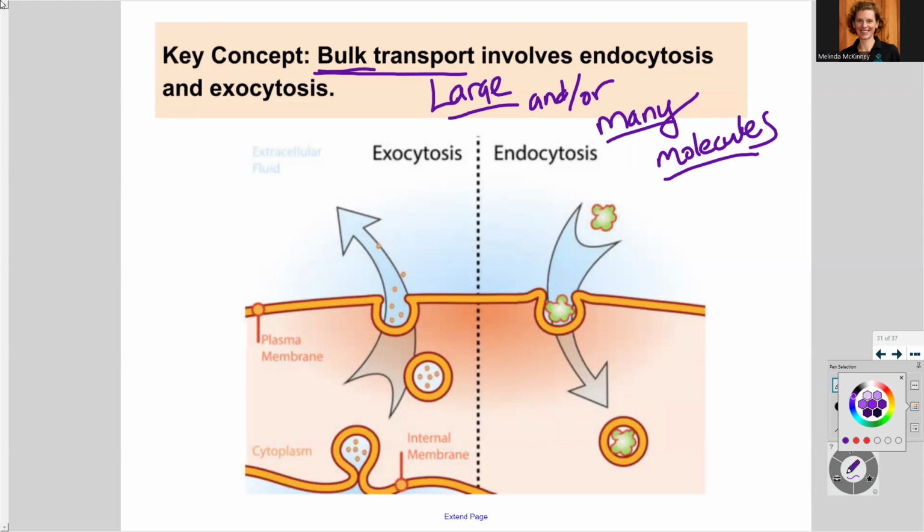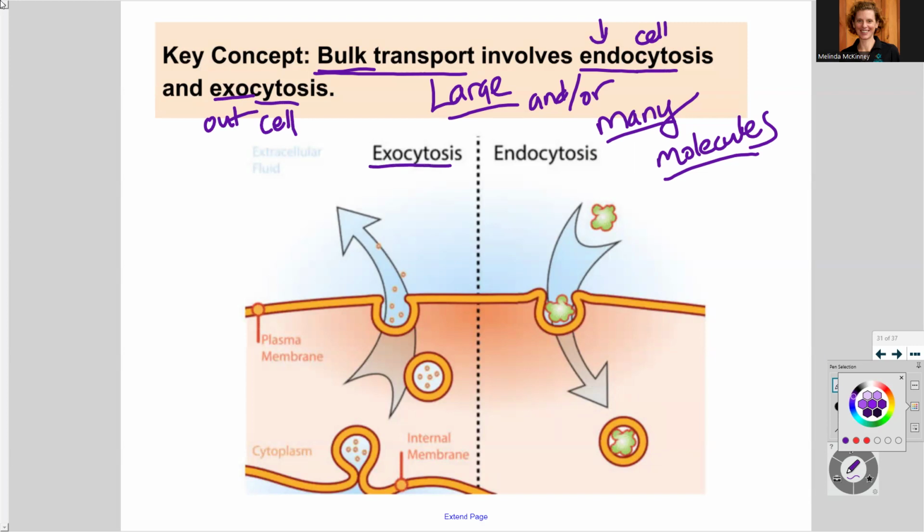And if it's going in, endo is inside. So this is bringing in. Cyto is the cell. So this is bringing into the cell. Exo is going out. Okay. And again, of the cell. Okay. So shown here, exocytosis.